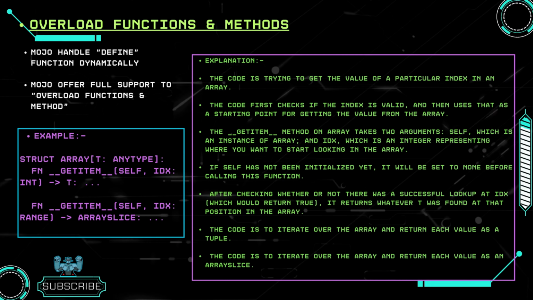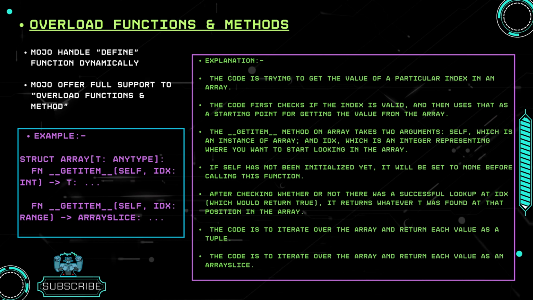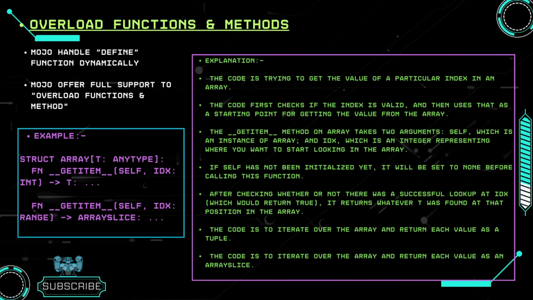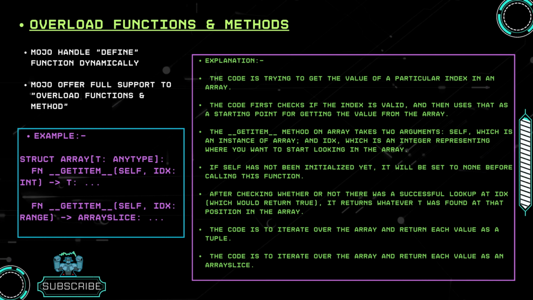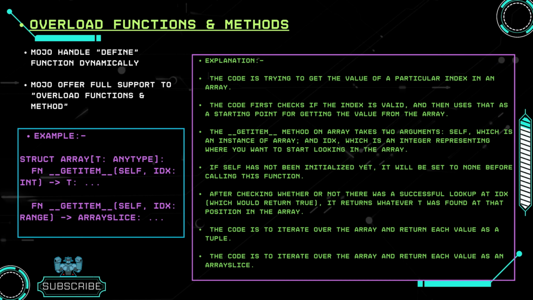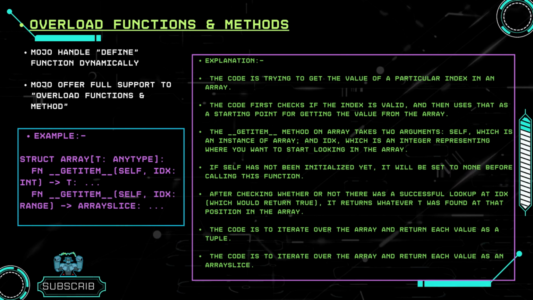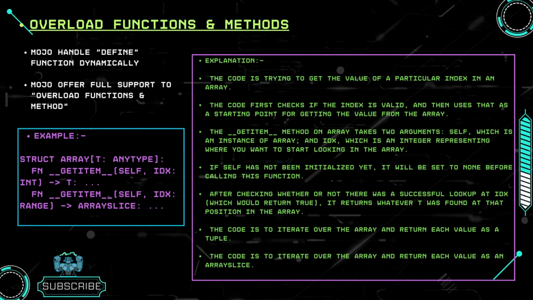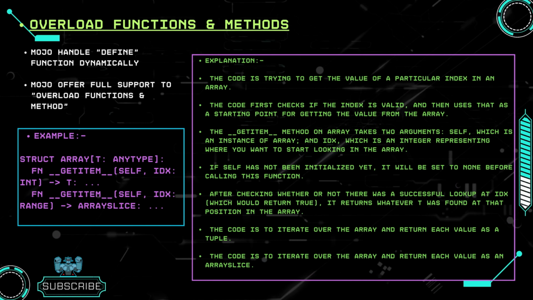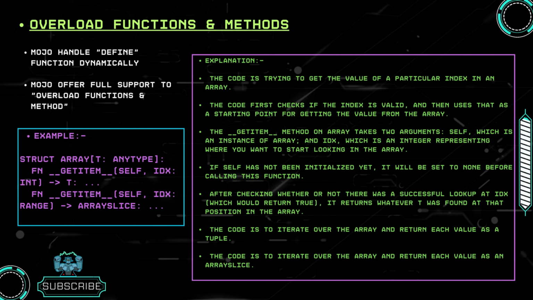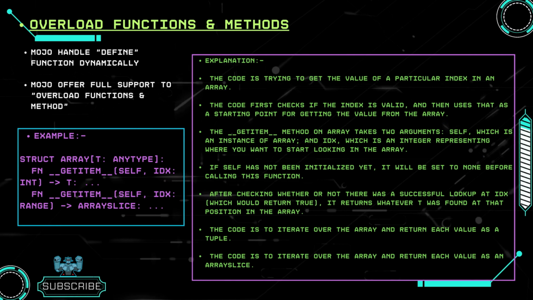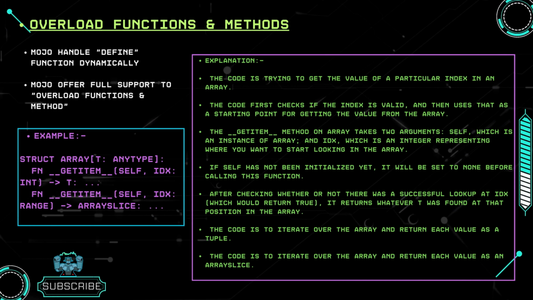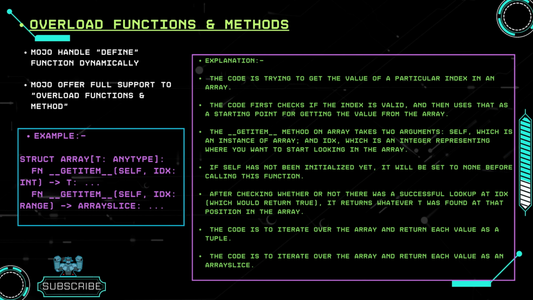Explanation. The code is trying to get the value of a particular index in an array. The code first checks if the index is valid, and then uses that as a starting point for getting the value from the array. The __getitem__ method on array takes two arguments, self, which is an instance of array, and idx, which is an integer representing where you want to start looking in the array. If self has not been initialized yet, it will be set to none before calling this function. After checking whether or not there was a successful lookup at idx, which would return true, it returns whatever was found at that position in the array.